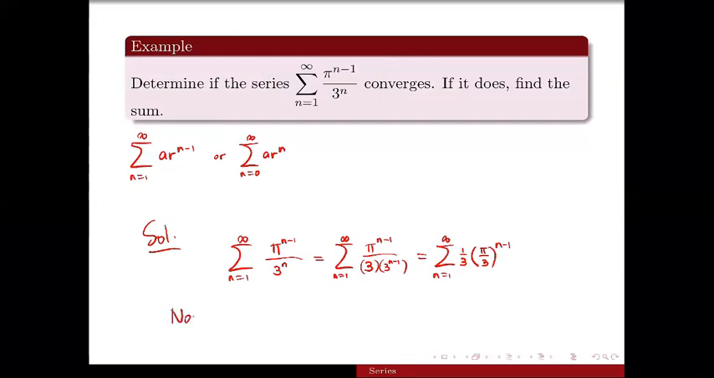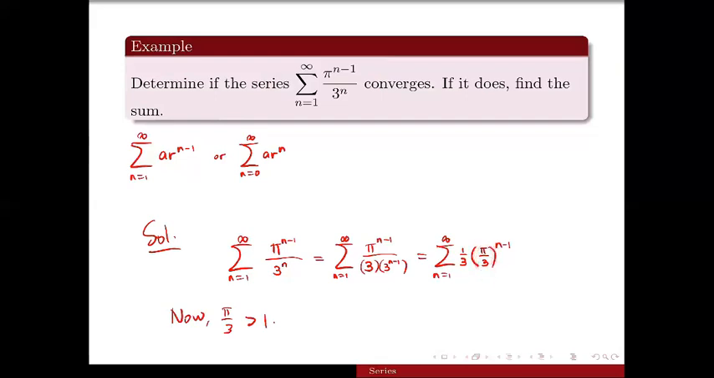Now, pi over 3, this is greater than 1. Correct? Pi over 3 is approximately equal to 3.14, so it's greater than 3. Something greater than 3 divided by 3 is greater than 1. So pi over 3 is greater than 1. That's your r here.